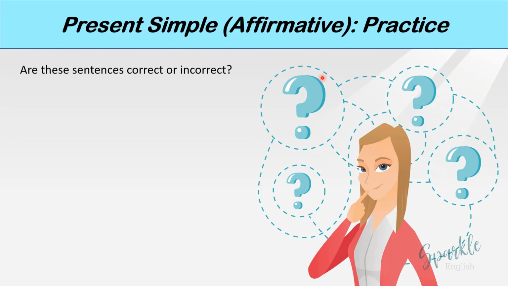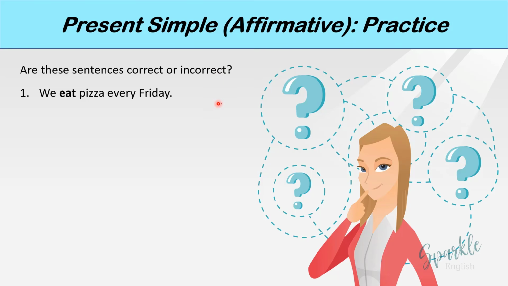So now we're going to have two different practice sections. In this first section, you're going to answer if these sentences are correct or incorrect. There are 8 sentences. I'm going to read them, and then you have to correct them on a piece of paper or in the comment section of this video.